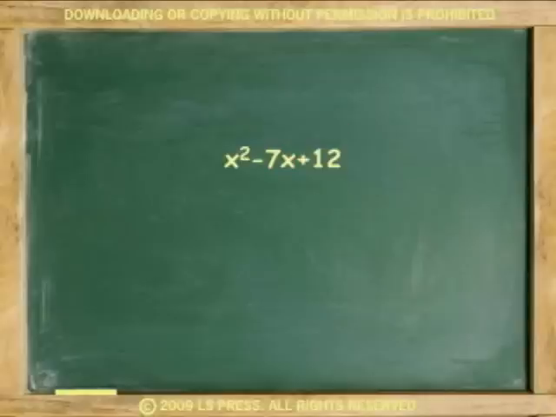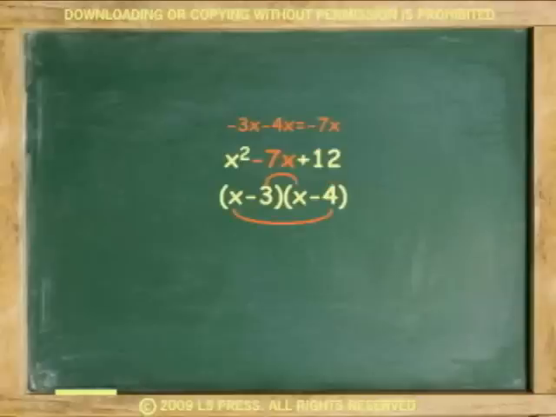Another example. Factor the previous example with a negative middle term. X squared minus 7x plus 12. Answer, x minus 3 times x minus 4. Why? Because negative 3 times negative 4 equals positive 12, and negative 3x plus negative 4x equals negative 7x.